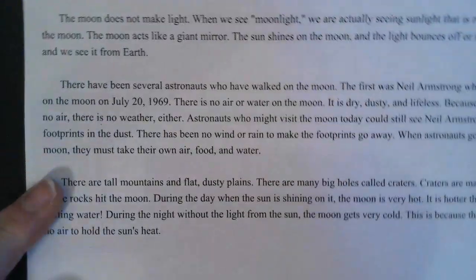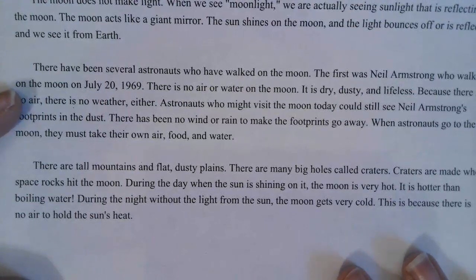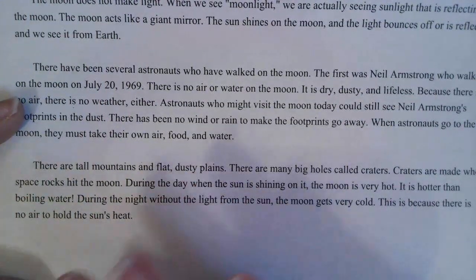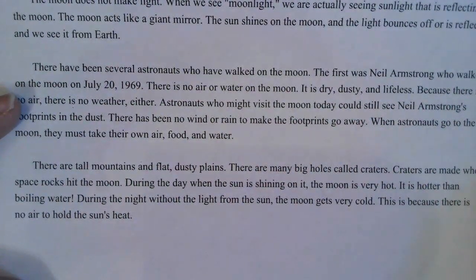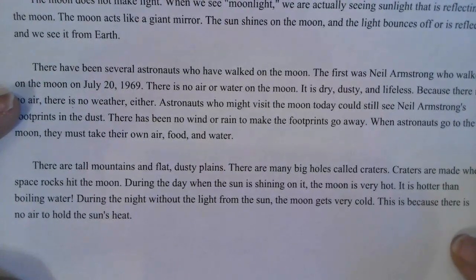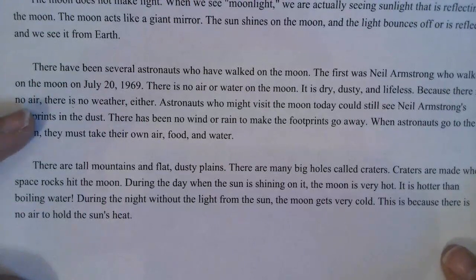Last little bit. There are tall mountains and flat, dusty plains, which is just a flat area. There are many big holes called craters. Craters are made when space rocks hit the moon. During the day when the sun is shining on it, the moon is very hot. It is hotter than boiling water. During the night, without the light from the sun, the moon gets very cold. This is because there is no air to hold in the sun's heat.